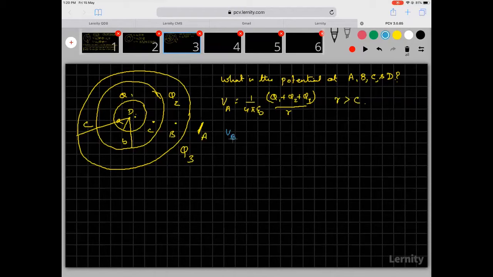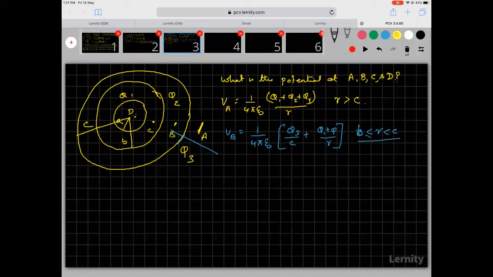The potential at B: I am now coming from infinity, I have crossed this surface. Because of this surface, the potential will become a constant for that surface. So 1 by 4 pi epsilon naught, Q3 by C plus Q1 plus Q2 by R, where R is greater than or equal to B, less than C. I hope you are able to understand. This is when R lies between B and C.